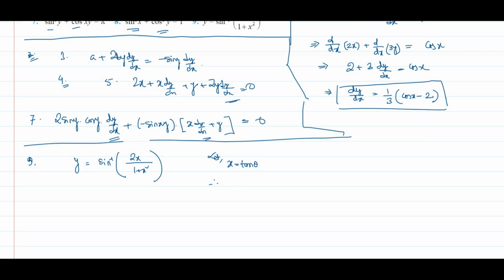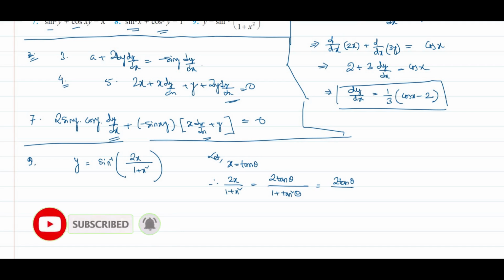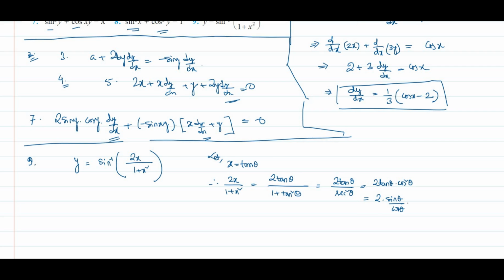So therefore 2x by 1 plus x square is equal to 2 tan theta by 1 plus tan square theta. If you observe closely, it is 2 tan theta by sec square theta. Now 2 tan theta by sec square theta is 2 tan theta times cos square theta, because 1 by sec square theta is cos square theta. That gives you 2 into sin theta by cos theta, which is tan theta, times cos square theta. So cos theta and cos square theta get cancelled by a factor 1, and that gives you 2 sin theta cos theta, which is sin 2 theta.